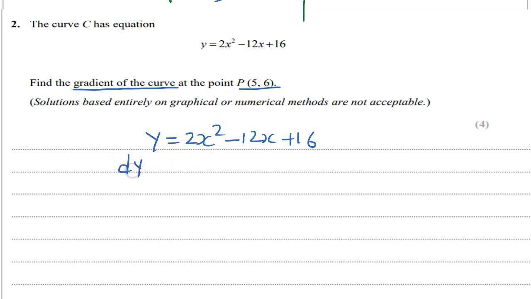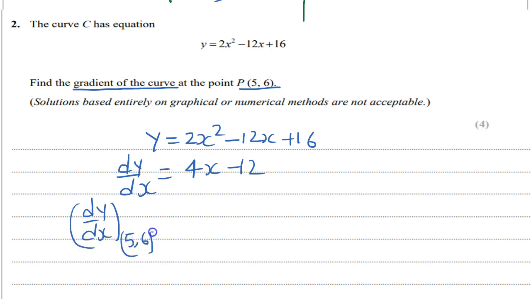So let's calculate dy by dx. The gradient is dy by dx, so once we differentiate, it will be 4x minus 12. Now the gradient dy by dx at the point 5 and 6: 4 times 5 is 20, 20 minus 12 is 8. So we have got the gradient is 8, right?